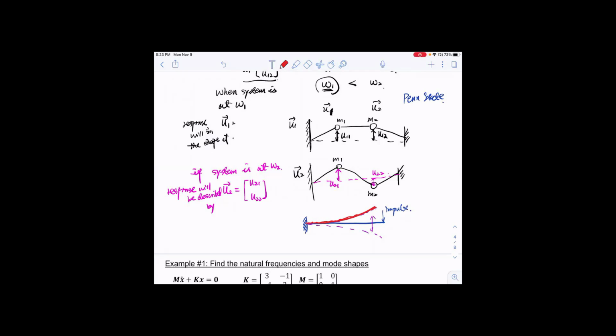So that's why mode shape is very important. It gives you a basic idea about how your system will respond to an impulse excitation.